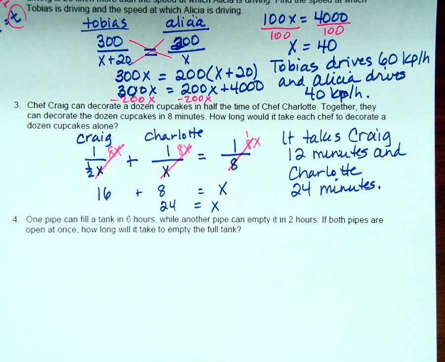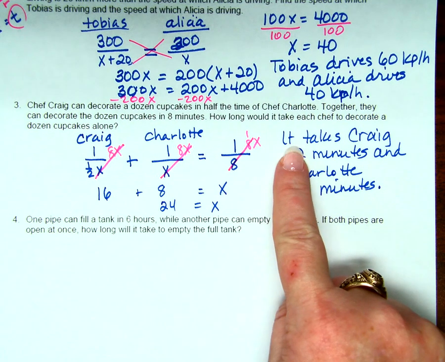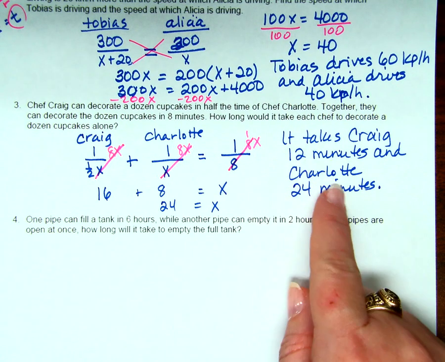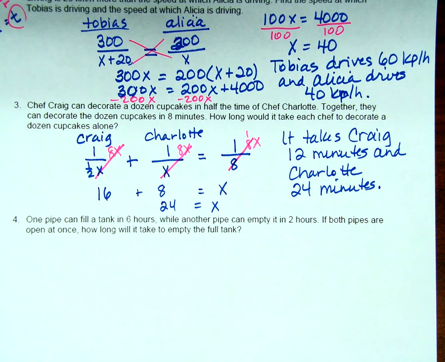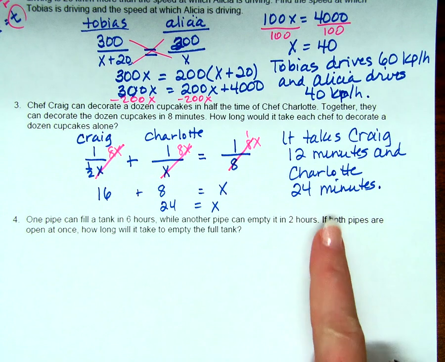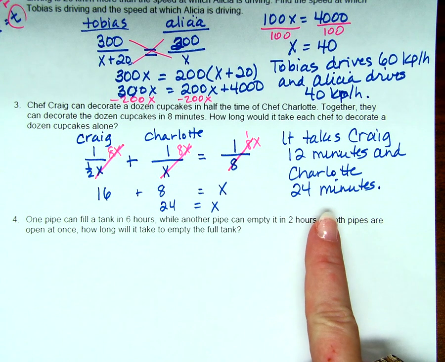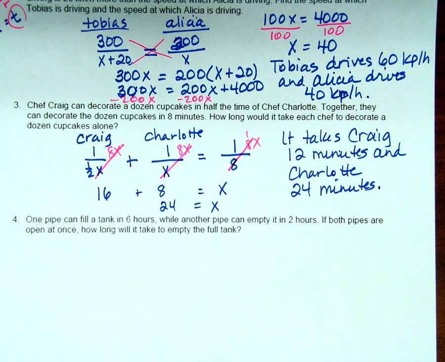We could put that, right? The subject is way up here and it doesn't really go down here easily, right? It takes Craig 12 minutes and it takes Charlotte 24 minutes would be a little better, right? Just so we're clear, I'm not saying this sentence is wrong. I'm saying we could do a better job writing a sentence. Is that fair?